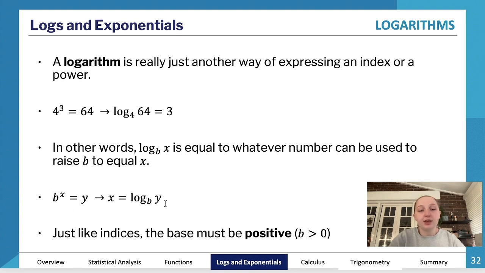You don't get given this on your formula sheet, so you do have to know it yourself, and it comes up a lot, so trust me when I say please write this down. So yeah, your logs are just another way of expressing your indices as the subject.